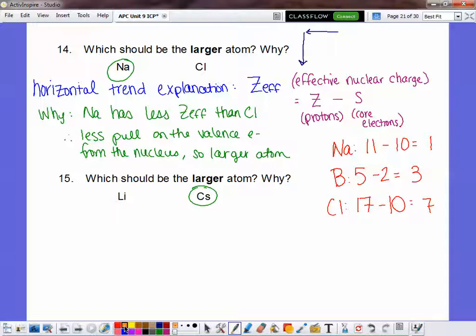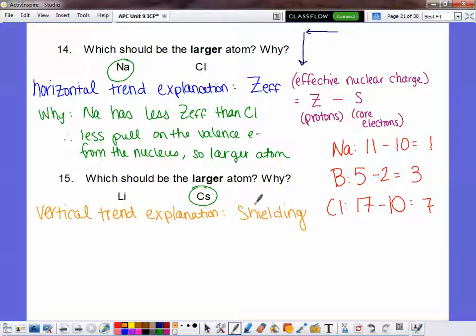Number 15, we're comparing lithium and cesium. They're in the same group, so their Zeff is going to be the same. Both of them, their Zeff is 1. So the reason for the difference here is not effective nuclear charge. The vertical trend explanation is going to be something called shielding.